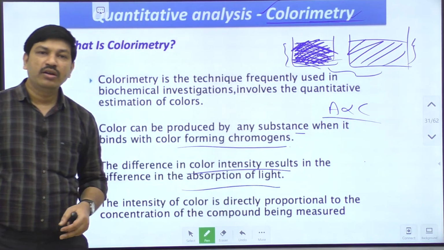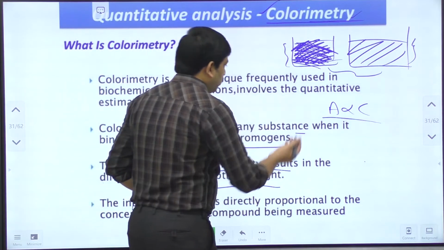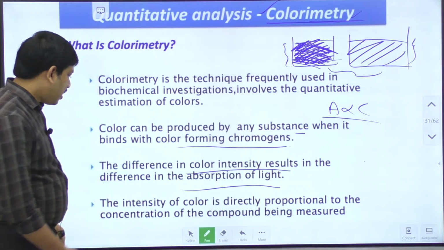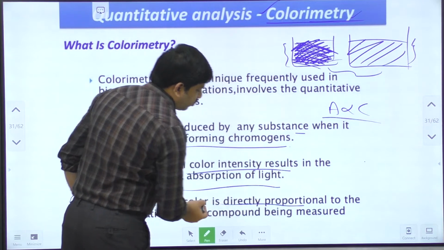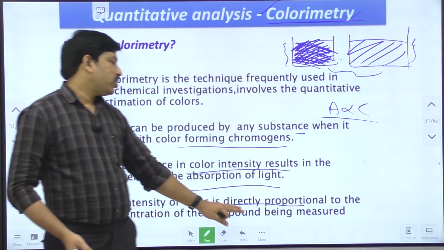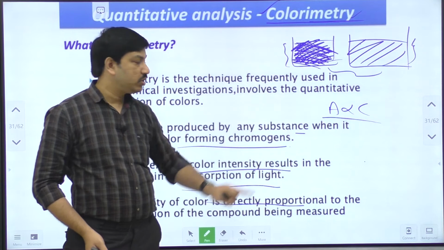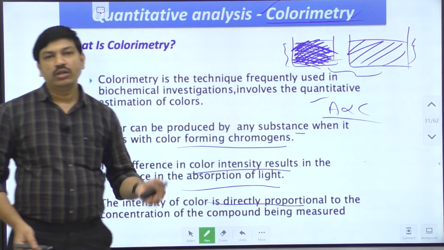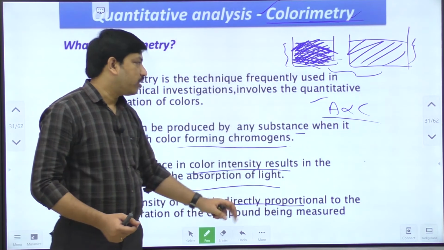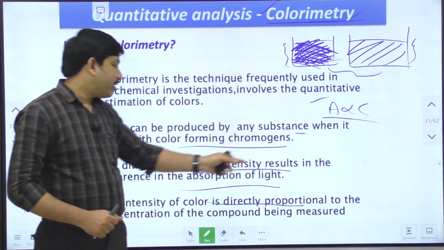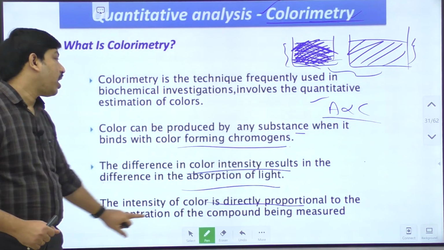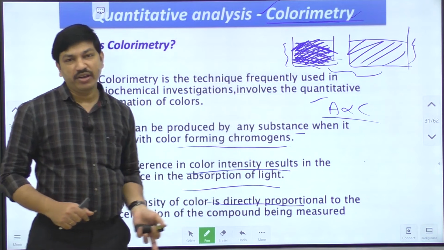They will absorb different wavelengths. So that is one of the reasons. And the intensity of the color is directly proportional to the concentration of the compound being measured. This relation is very important. The intensity of the color, that means absorption values, is directly proportional to the concentration of the corresponding absorbing medium.